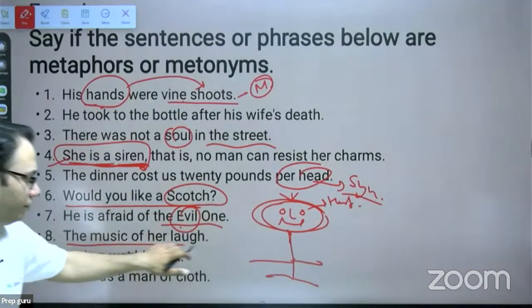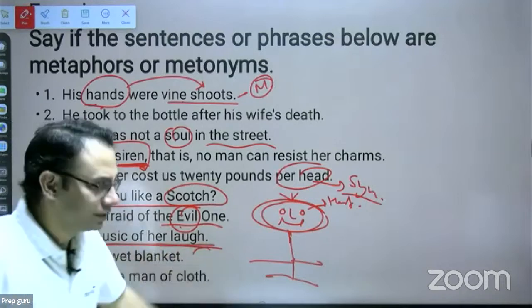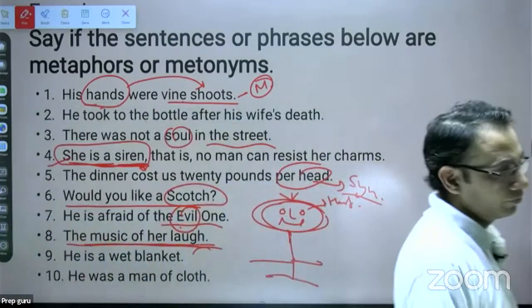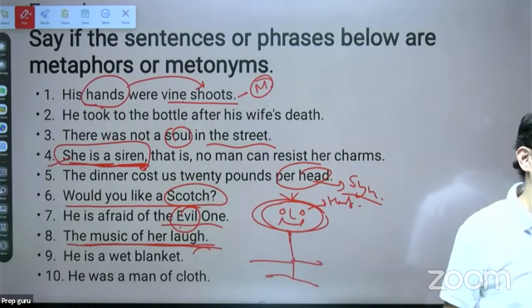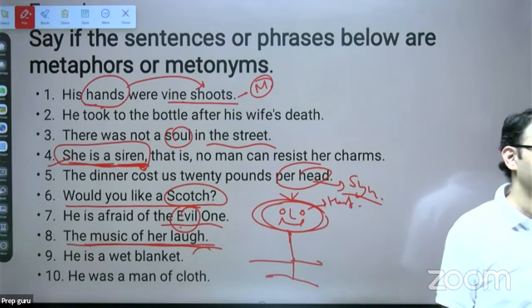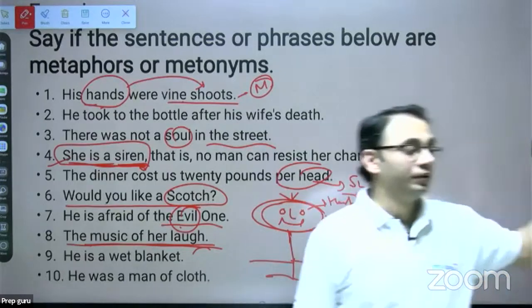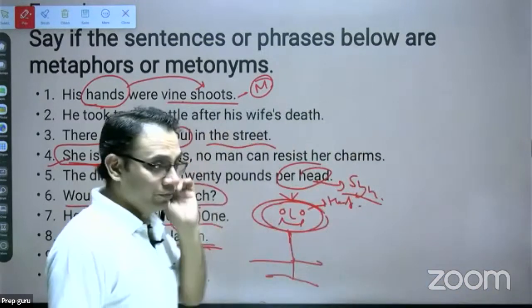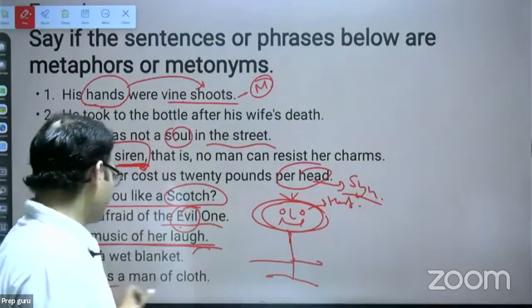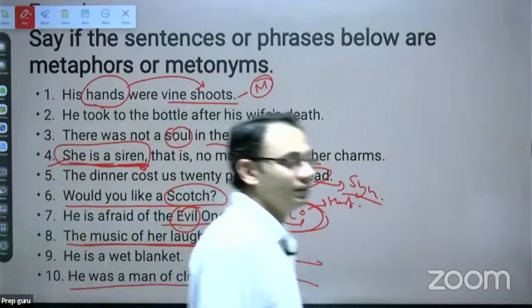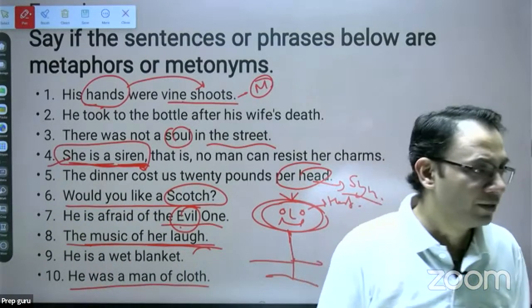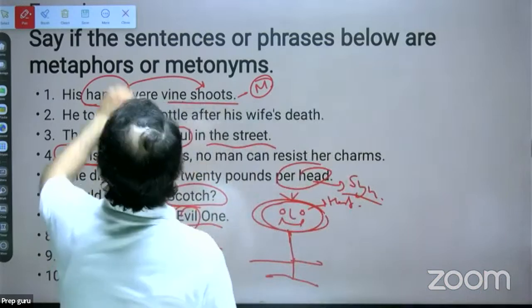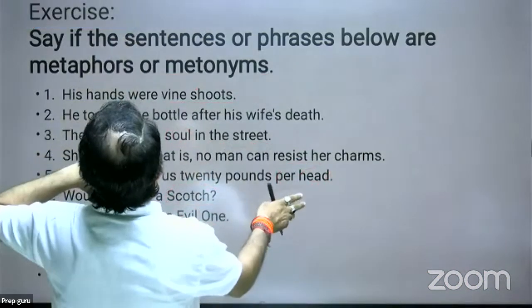Now the music of her laugh. The music of her laugh is an example of what? Metaphor. Yes, very good. He is a wet blanket. Again metaphor. I am directly saying him or directly comparing him with wet blanket. He was a man of cloth. A man of cloth is again a case of what? Metaphor. So these are the examples of what? Metaphor. Now, let's see the more literary devices.